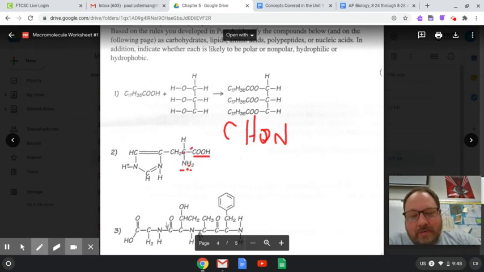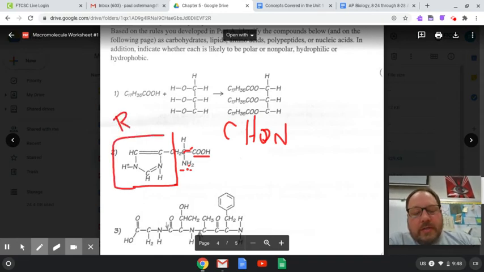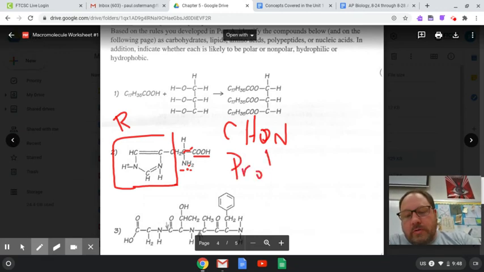We've got an alpha carbon here. And then this is an R group. So we know the R group is what imparts some of the unique chemical properties of the amino acids. So we know we're looking at something in the protein category. And specifically, it's going to be an amino acid.